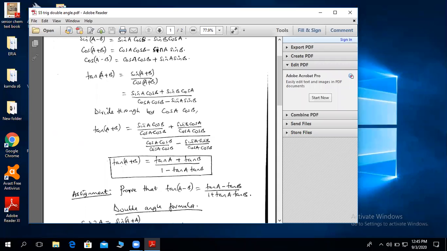And here cos A cos B out of cos A cos B, this one here, if I divide through by cos A cos B, definitely the cos A cancels and cos B cancels, so I have one, which is this. Then here sine A sine B, I divide through by cos A cos B, which is this.